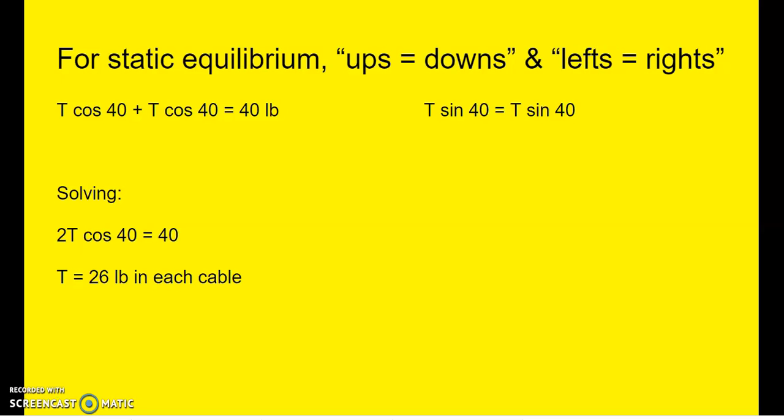And if you had increased the angle, you would see that the angle has a giant effect on the tension. The tension will, in fact, approach infinity as the angle between them approaches 180 degrees. But that's for some other discussion. And as I said, of course, T sine 40 equaling T sine 40, true and not so helpful.